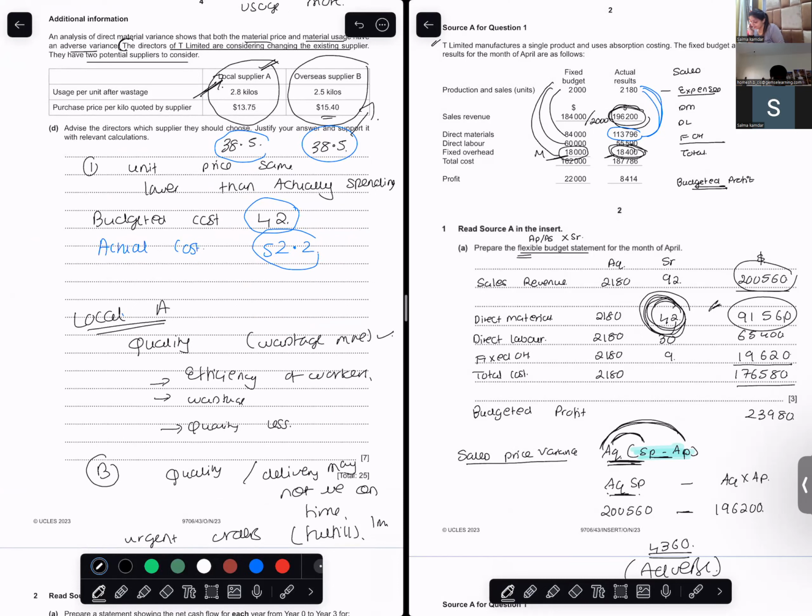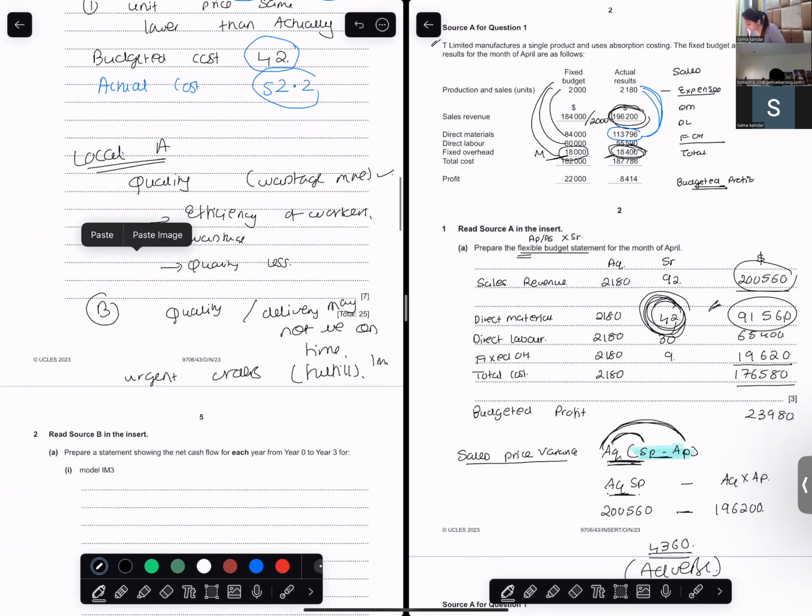So with this, we complete October, November 23, paper number 43. Okay, paper number 43, question number 1, the source A, which is of variance analysis.